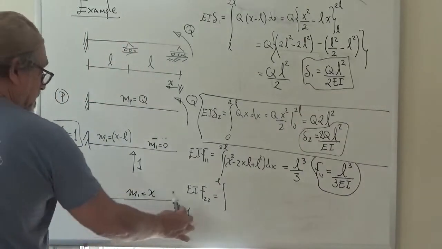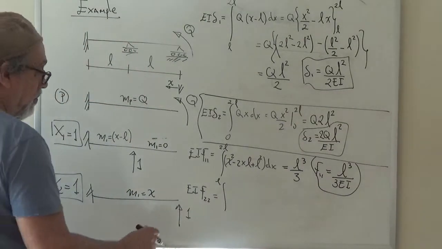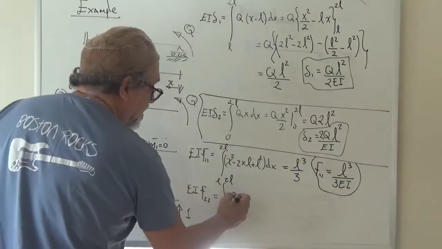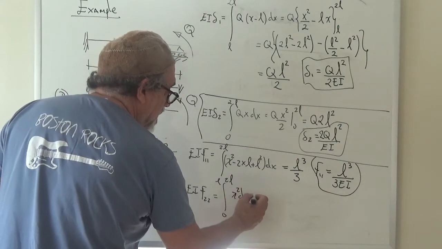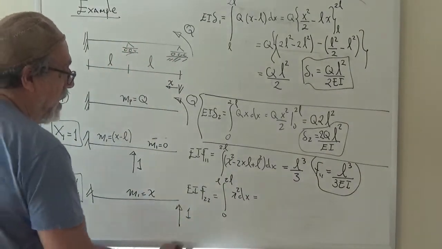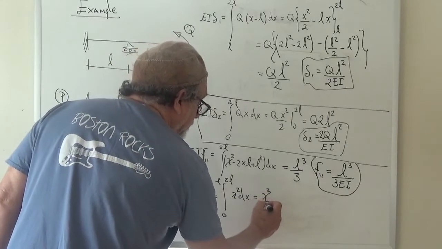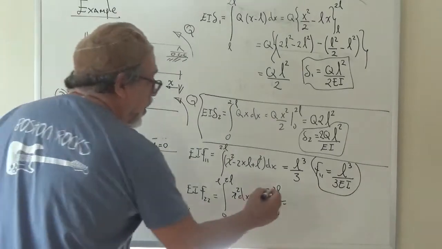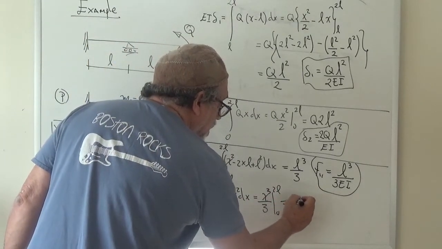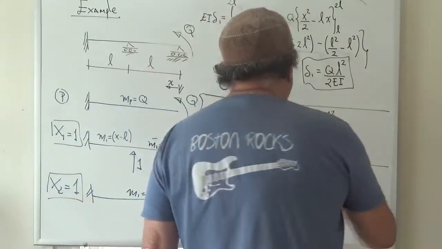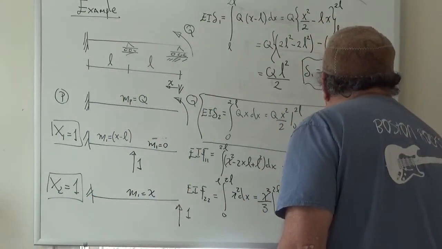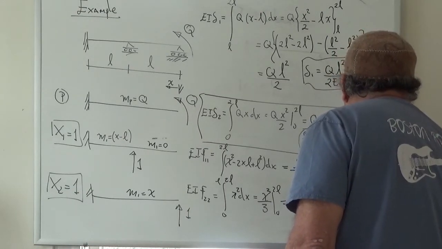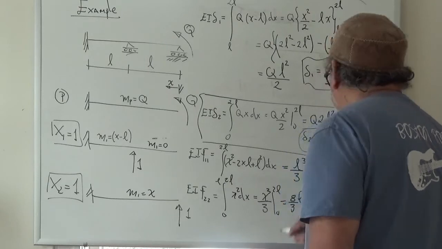And F22 is this sketch times itself. So that is simply the integral from 0 to 2L of x times x again dx. And that's x cubed over 3, right? From 0 to 2L. And so that's 2 cubed, 8/3 of L cubed, right? And so we have that F22 is equal to 8 L cubed divided by 3 EI. Okay?